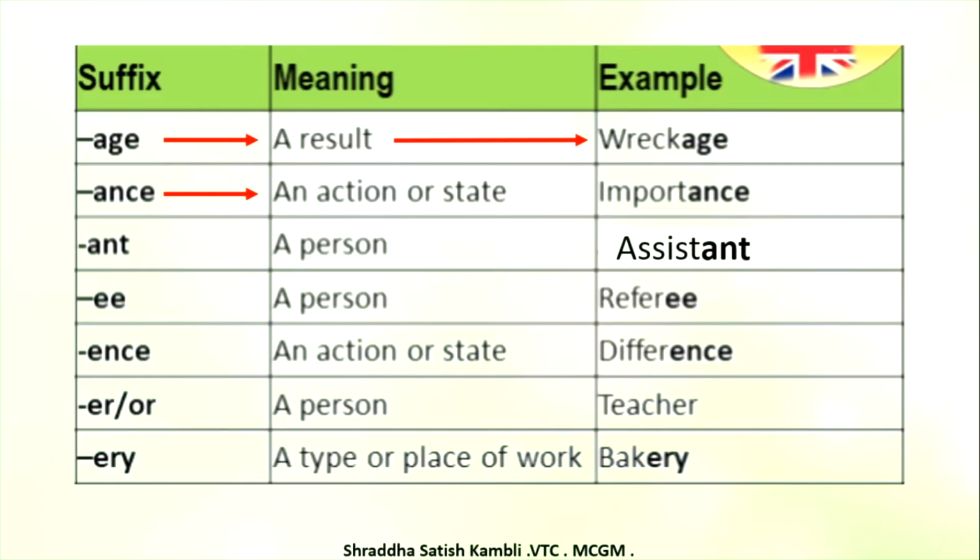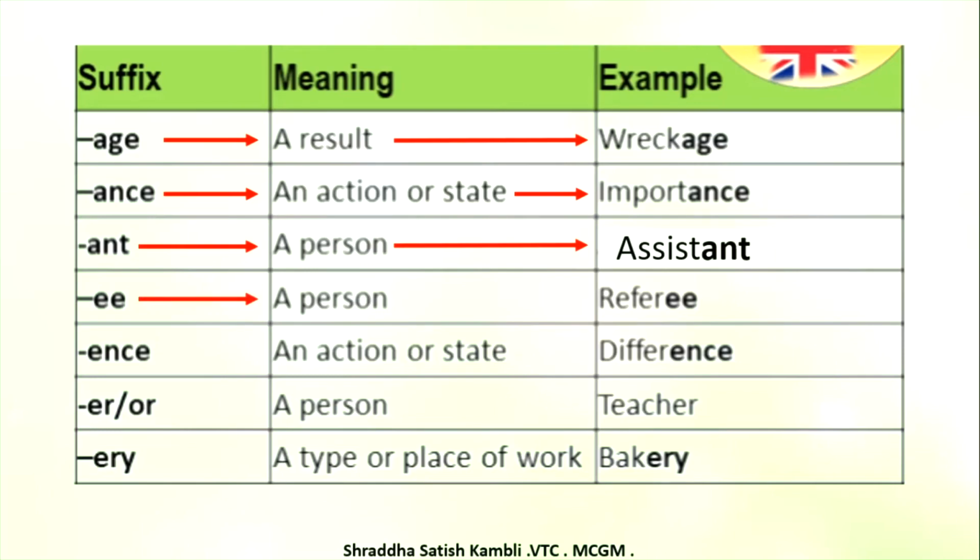ANC as a suffix means an action or a state. Alright, for example, importance. Then you have ANT, which is a person. When you add the suffix ANT to a particular word, it becomes a person. The verb becomes a person. For example, when I add ANT to assist, it becomes assistant. What about EE? Means again a person.